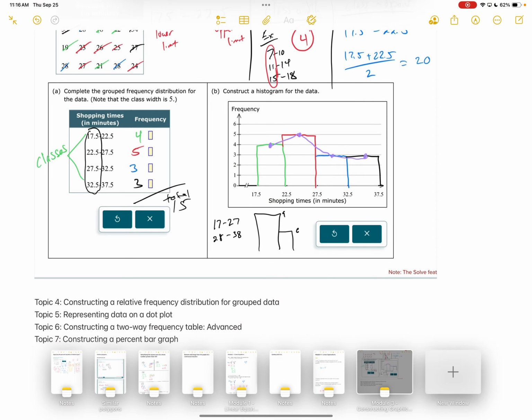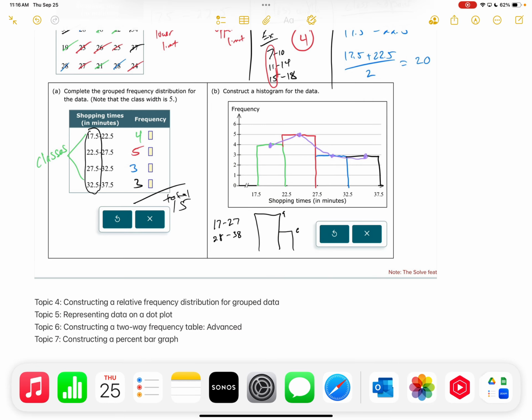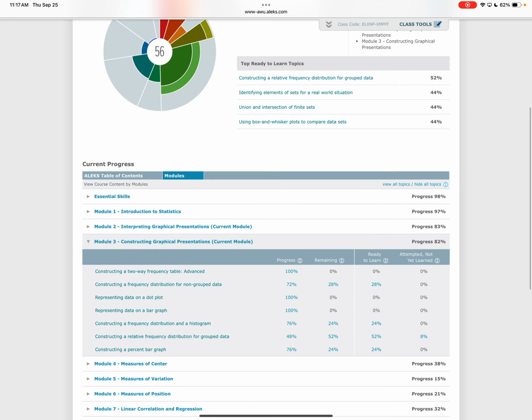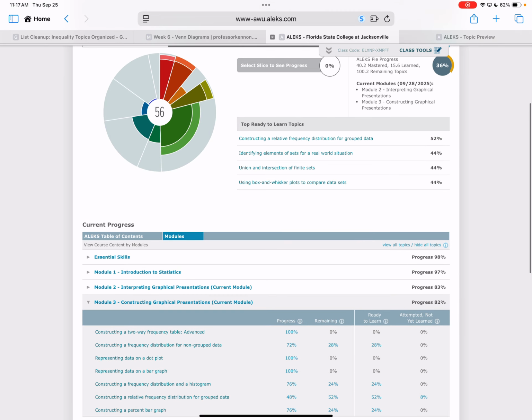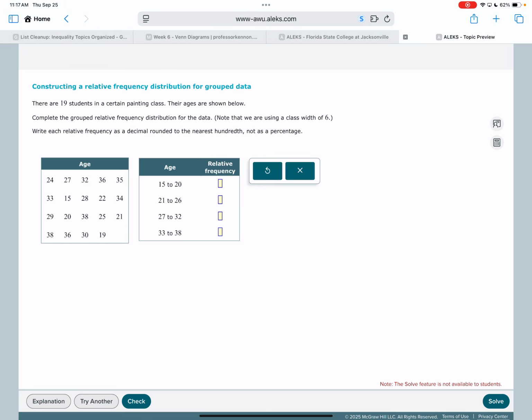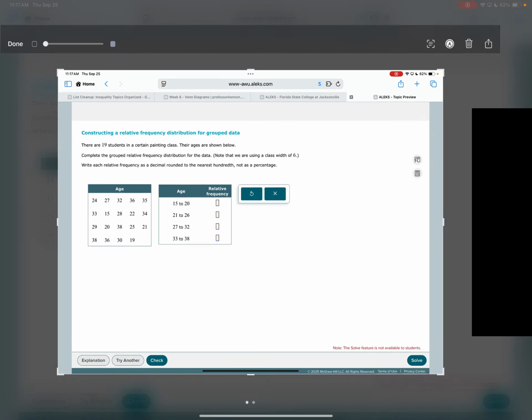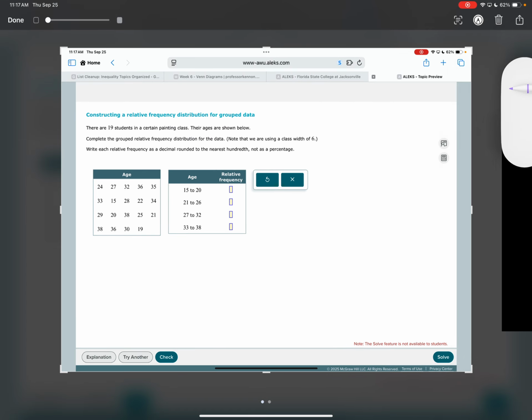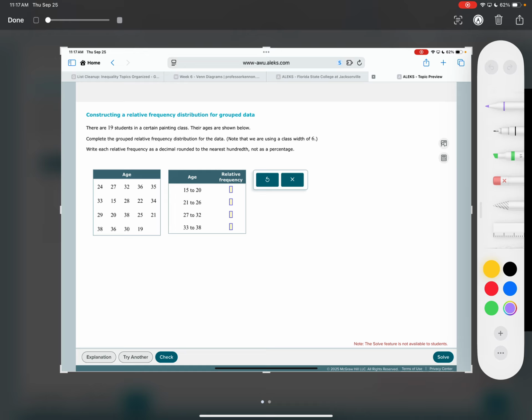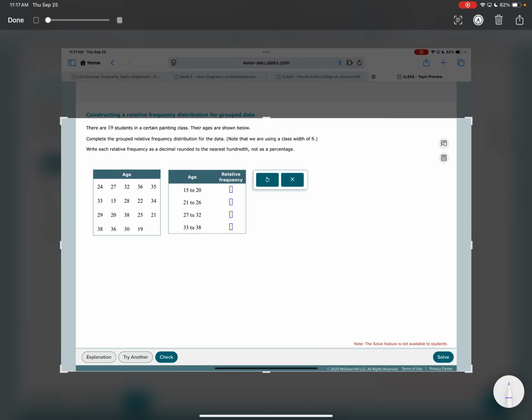Sorry, which one was next? The constructing a relative frequency distribution for grouped data. All right, so this one, the name of the topic says relative frequency. Oh, yeah, we do need to know. They don't actually have to graph this one, but the only clue they give you here, and there it does kind of mention class width in this example.